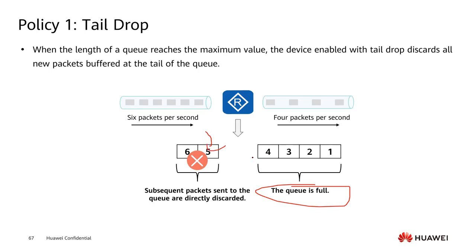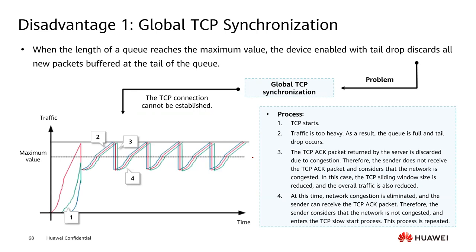If we use tail drop, it will create some problems. First is called global TCP synchronization. It's a very old concept. TCP has a concept called the flow window. The flow window works like this: it detects whether the network is congested or not, and if there is congestion, by default the TCP flow window will drop to zero. Then it will start to increase the speed again. Every time it finds the network congested, the TCP speed will drop to zero.